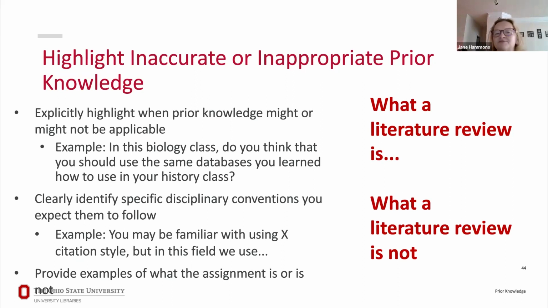Or asking them very specific leading questions, right? In this biology class, is the database that you learned how to use in your history class going to be the one to use, right? Or saying, someone mentioned citation styles: I know you may be familiar with this citation style, but this is the citation style we use in this field, and here's why. So, just explicitly giving them that information in those situations where we know those misunderstandings might happen.